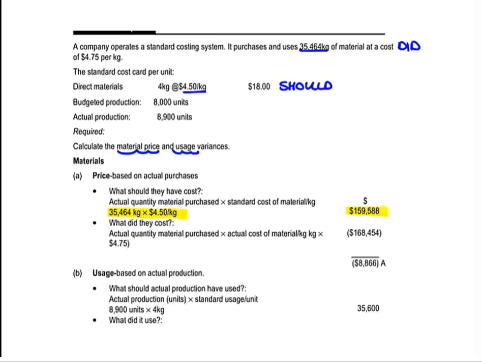Then we've got our did, so it's the same quantity, the 35,464, but it's based on what we actually paid for them, which was $4.75. So it's actually cost us $168,454. The difference then is the variance, and the difference is 8,866, and that is an adverse variance, and it's adverse because we've paid more. So we've paid an extra 25 cents per kilogram here.